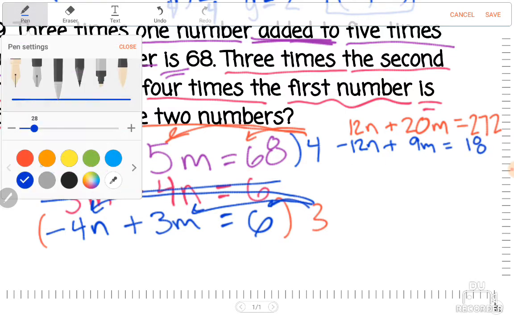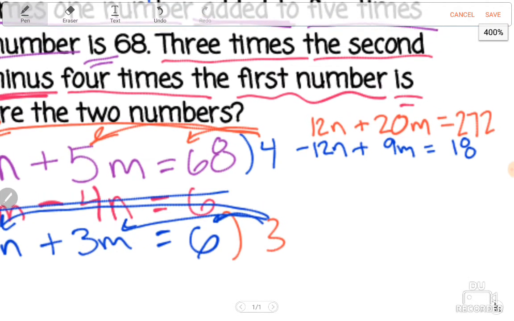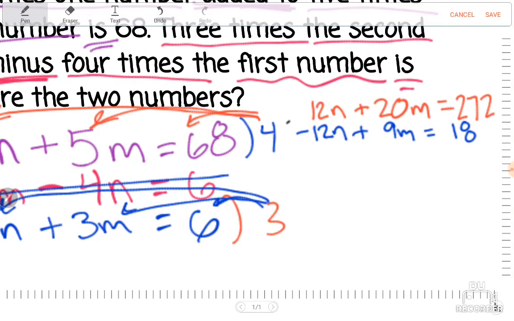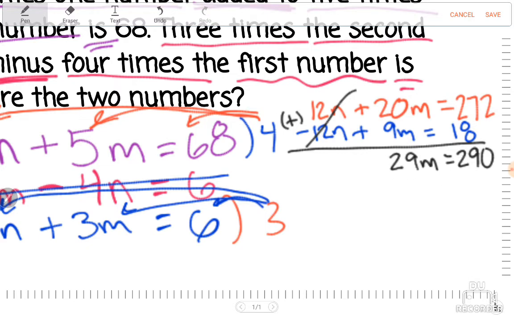Now I'm going to zoom in on this. Now I have my two equations where the n's, I notice, are the same number but opposites, right? One's positive, one's negative. So if I add these two equations, those cancel out. 20m plus 9m gives me 29m. And then 272 plus 18 is going to be 290. I divide both by 29. I get m equals 10. So the second number is 10.